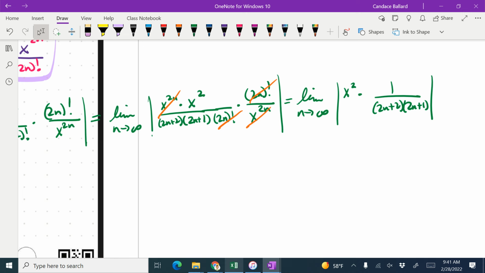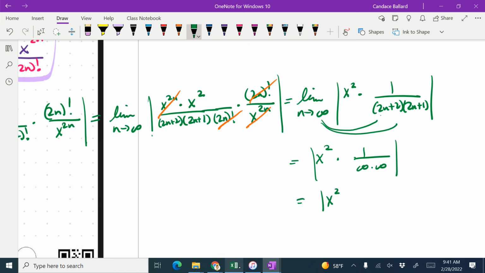Okay, so I am going to substitute the infinity in, right? So we have x squared times 1 over, basically I get infinity times infinity, right? What's 1 over infinity? 0. So that would just be 0, wouldn't it?